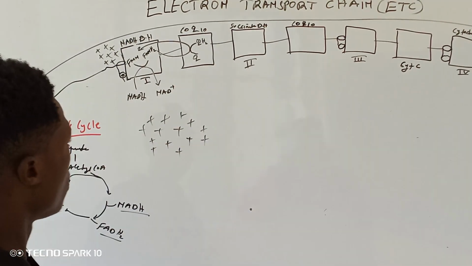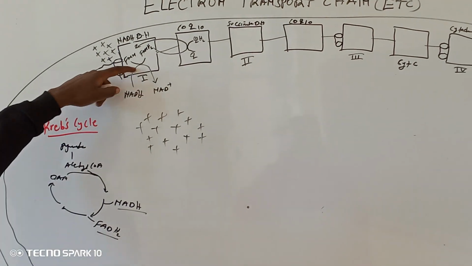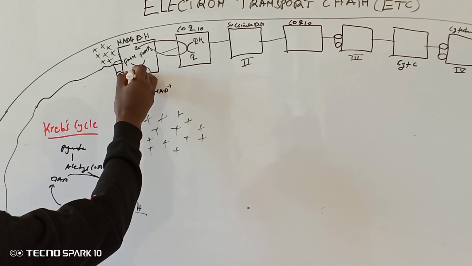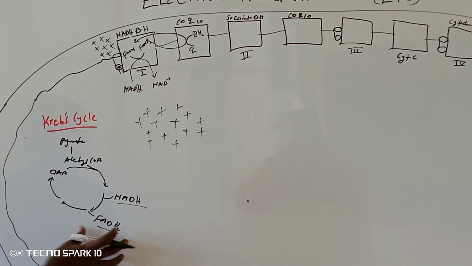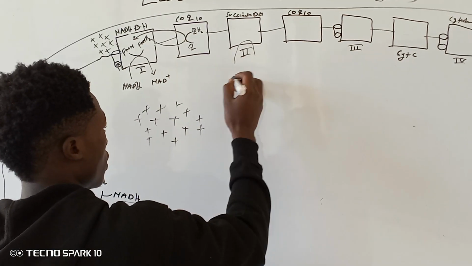Then coenzyme Q. Let's start from there a bit. So remember, complex 1 only takes NADH. It doesn't take FADH2. So let's go to complex 2. Complex 2 takes the FADH2.